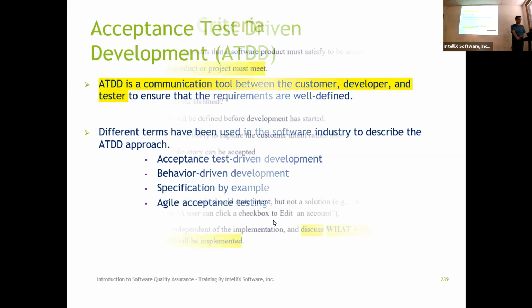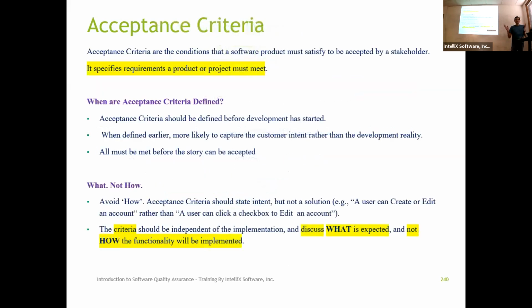All right, let's understand what acceptance criteria are and how they are different from what you document in the waterfall world. Obviously, acceptance criteria are nothing but the requirements specification, or they specify the requirements a product has to meet.